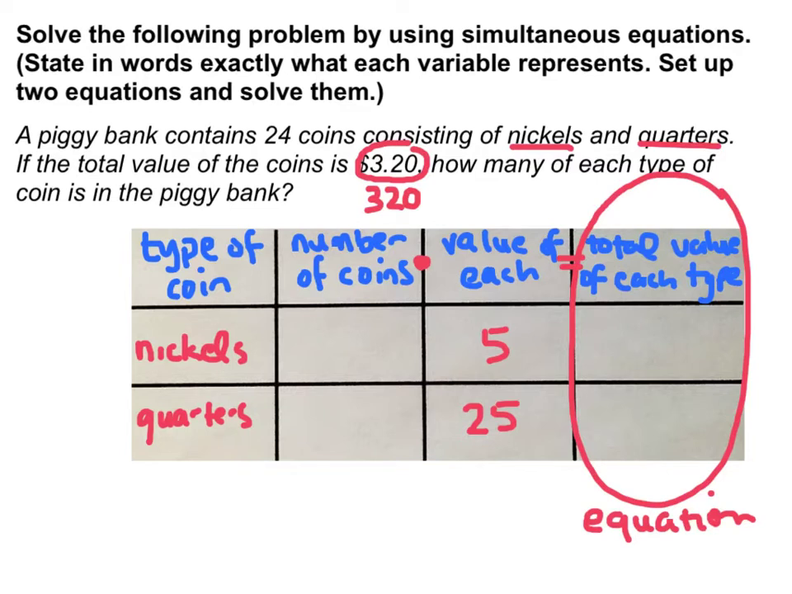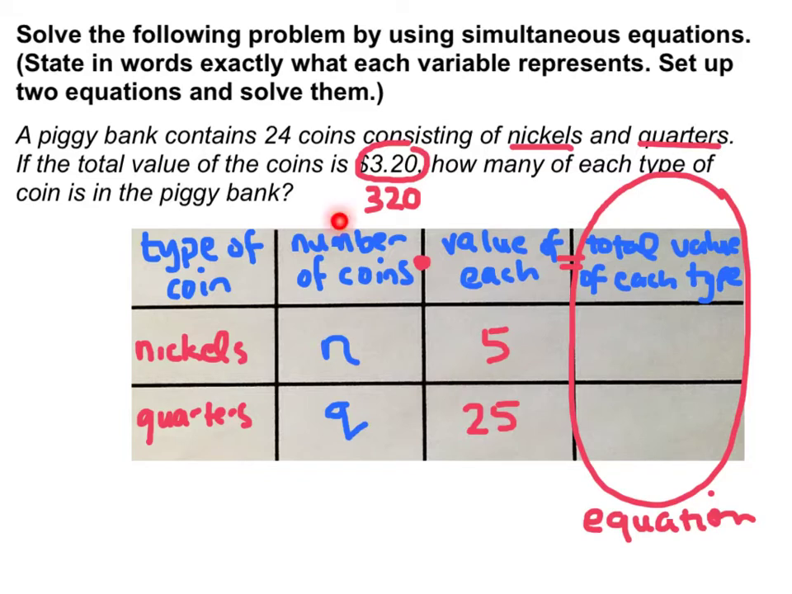Now, because we are allowed to use two equations and two variables, we can define the number of nickels by using a single variable. I'll choose n. And we could also define the number of quarters by using a single variable as well. So I will choose q for quarters. Keeping in mind that the number of nickels is not necessarily the same as the number of quarters, which is why we're using different variables.